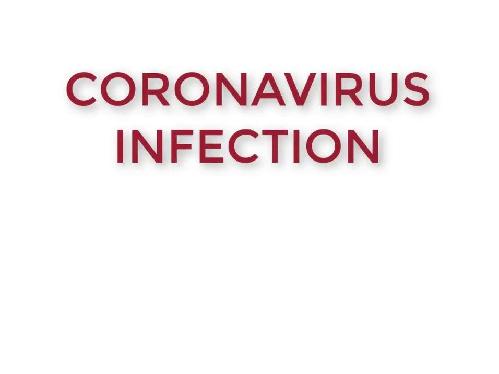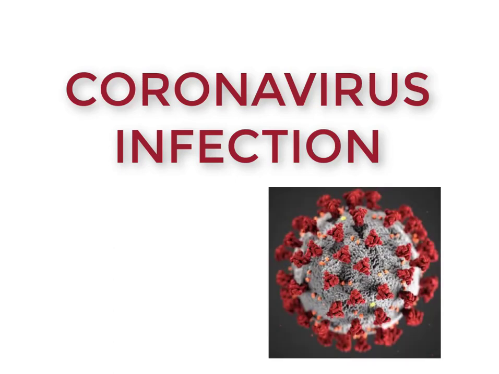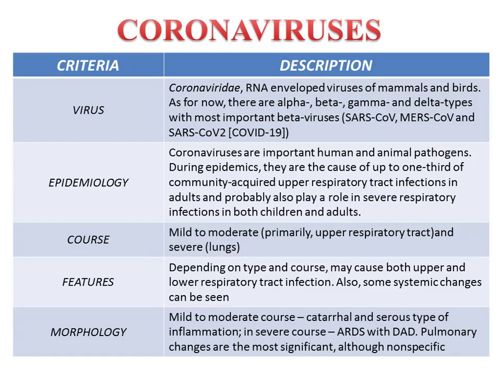Finally, according to the most important infections, and considering today's situation, we need to discuss one very important family of viruses, which are coronaviruses. So what about the coronaviruses? These are the Coronaviridae family, which are RNA enveloped viruses of mammals and birds, including human. And as for now, there are alpha, beta, gamma, and delta types, with the most important being beta viruses. And later, of course, we'll talk a little bit about these viruses like SARS, MERS, and SARS coronavirus 2 or COVID-19.